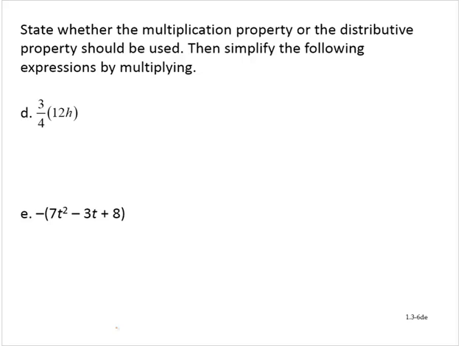3/4 times 12h. This is an application of that multiplication property. And so really I can think, well, 3/4 of 12, and I can think of that 12 as 12 over 1 if I want to. And we could reduce between things. 3/4, so we'd have 3 times 12 over 4, that 12, and then don't forget the h. The 12 is itself a 3 times 4. And so then I can remove the factors of 4, leaving 3 times 3, which is 9, and so 9h.